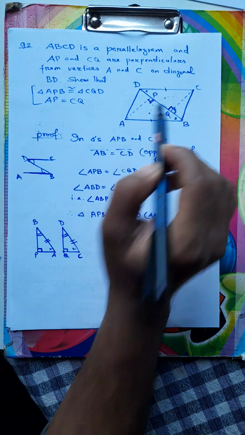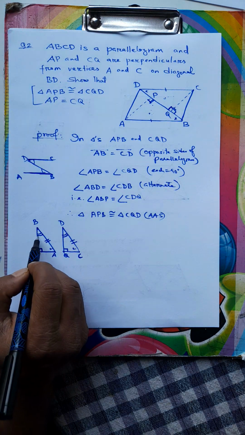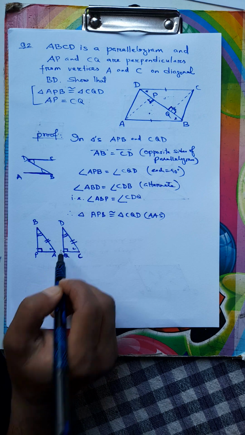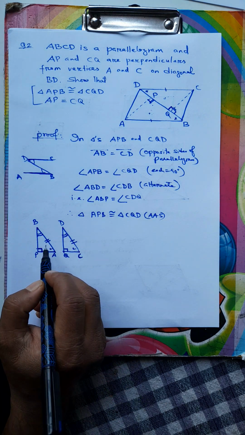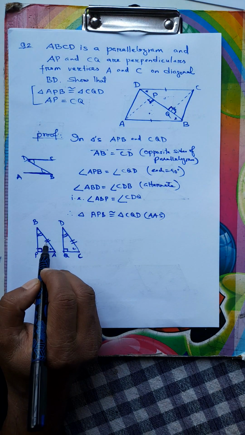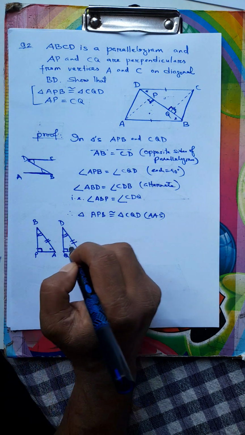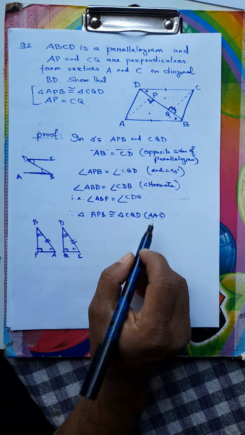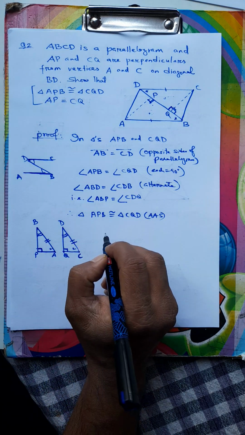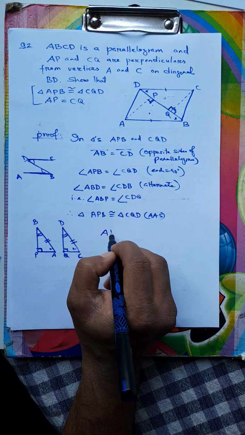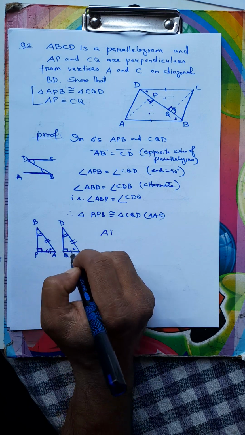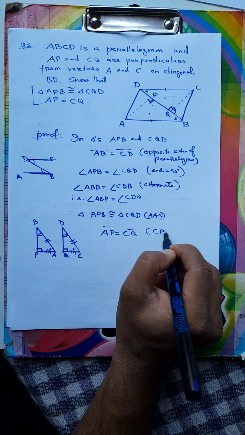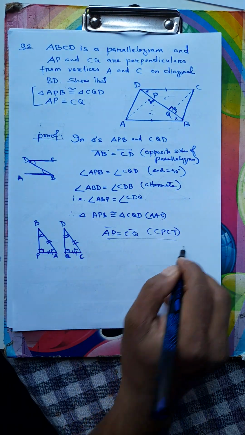This angle is ABP, and this angle is CDQ. So two angles and one side are equal to two angles and one side of this triangle, so they are congruent by the AAS criterion. Now if they are congruent, we can write AP equals CQ. Corresponding parts of congruent triangles are equal, CPCT, right? So this has to be proved.